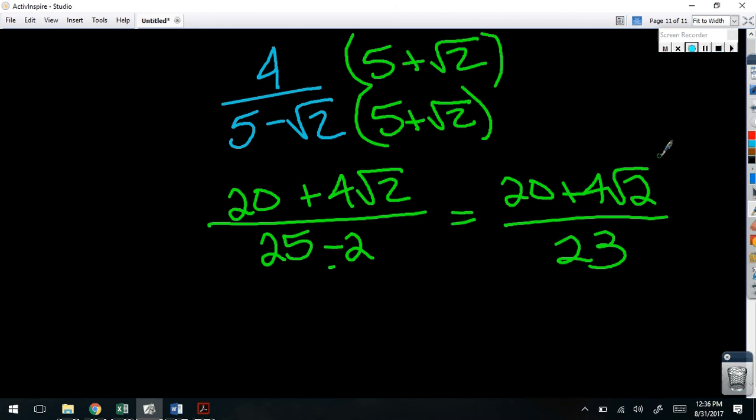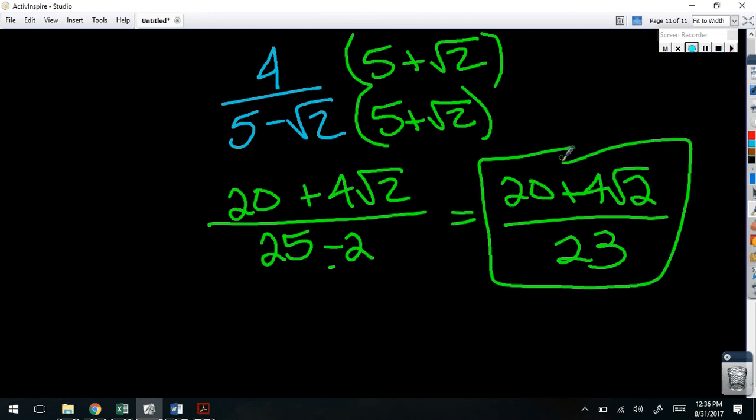Hold up. I think I got the concept. But wait, how'd you get 25 minus 2? 5 times 5 is 25. 5 root 2 and negative 5 root 2 will cancel out for you. And then you get minus 2.